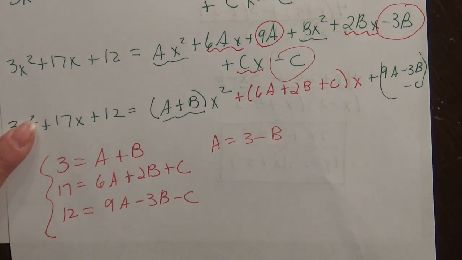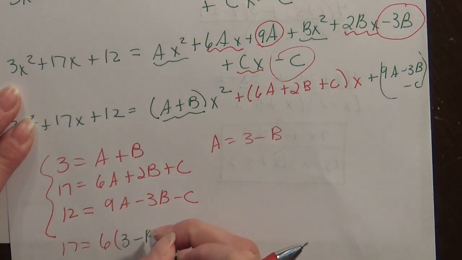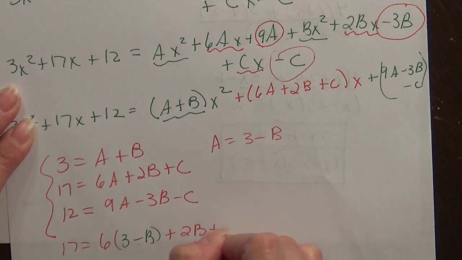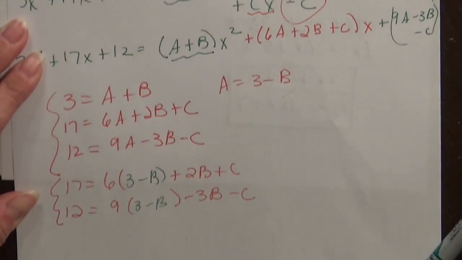So that's going to become 17 equals 6 times 3 minus b plus 2b plus c. 12 equals 9, and then put in parentheses 3 minus b for the a, and then you've got minus 3b minus c. So now we're down to just a system with 2 equations.